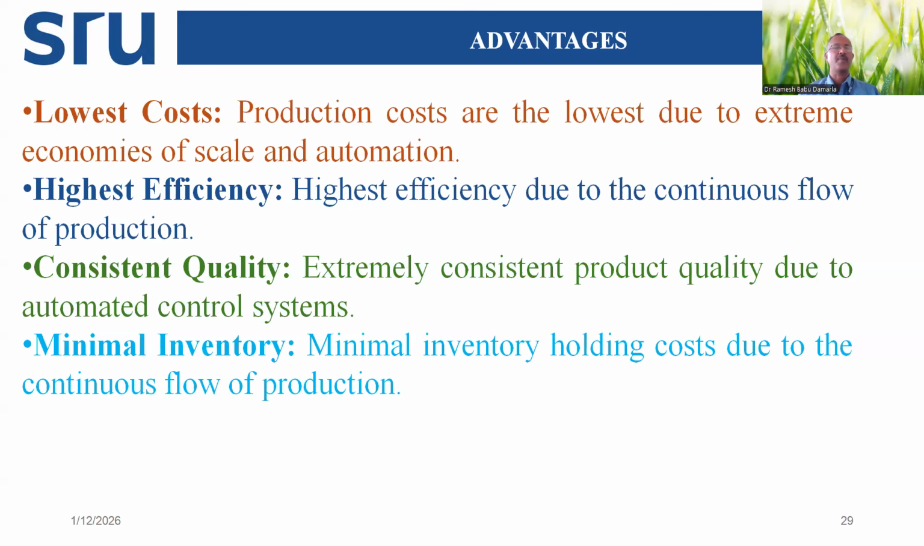Let us see the advantages of continuous production. Lower costs. The production costs are the lowest due to extreme economies of scale and automation. High efficiency. Highest efficiency is possible because there's a continuous flow of production. Consistent quality, extremely consistent. Each cool drink bottle of 100 ml is filled exactly, precisely by the high-tech machinery. Quality checked, sealed thoroughly at very high speeds. Quality is maintained. Minimal inventory. There is no unnecessary inventory anywhere because the entire thing is a continuous process line. So inventory holding costs are minimal in this continuous flow of production.